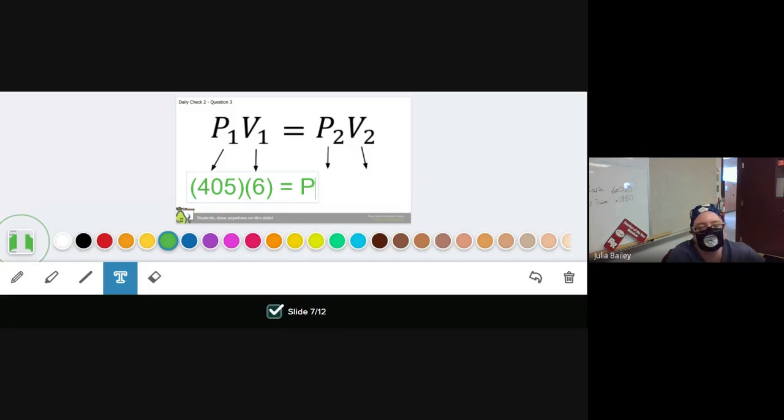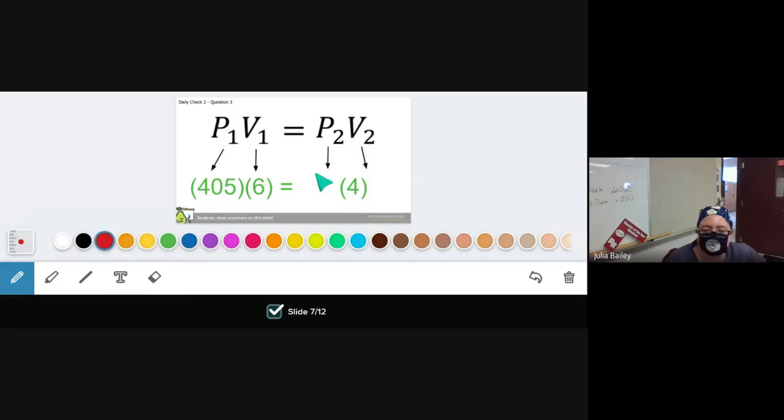And that's equal to P2, which we don't know, times V2, which is 4. Right? I will point out that P2 is just a variable. You don't have to be afraid of it. But if it makes you uncomfortable to use P2 as a variable, you are welcome to just put X there. That's fine. You could put 405 times 6 equals X times 4 just as easily as you can put 405 times 6 equals P2 times 4. Either of those is fine. It does not matter to me in the least.